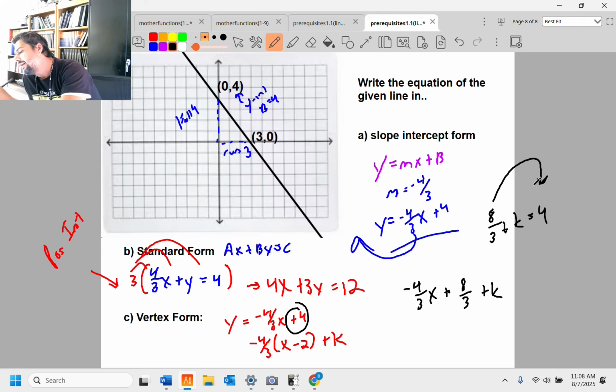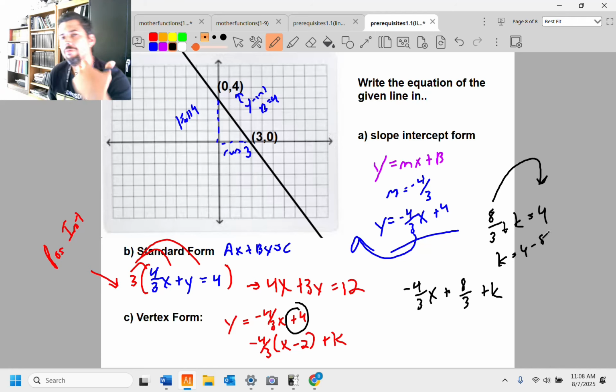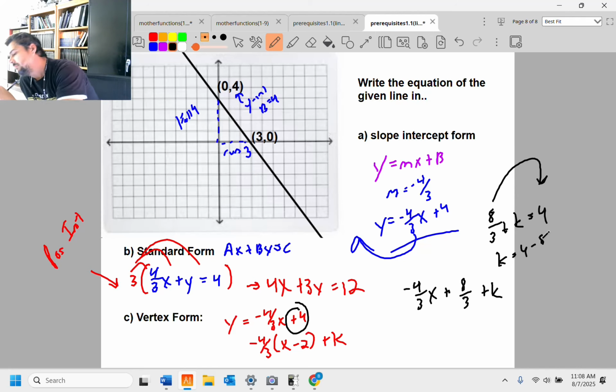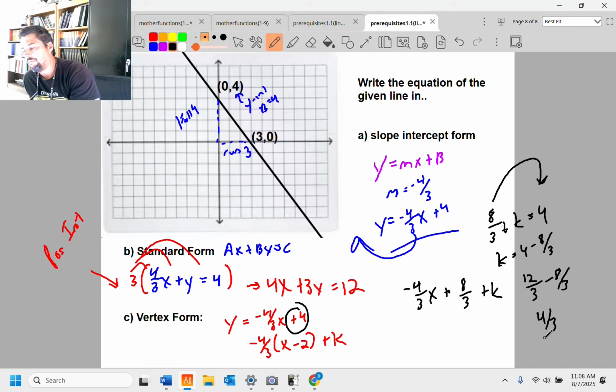We're going to subtract 8/3. K is 4 minus 8/3. We're going to revert back to 5th grade. We're going to make this 4 a 12/3 because 12 over 3 is 4. And then we're going to figure out what 12/3 minus 8/3 is, and amazingly enough, we're going to get 4/3. So, it turns out that this is k. So I can finish my vertex form. It's y equals negative 4/3 of x minus 2 plus 4/3.